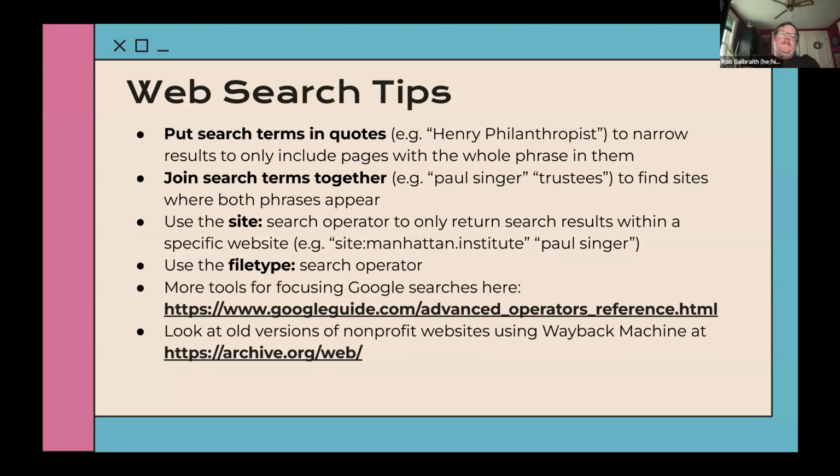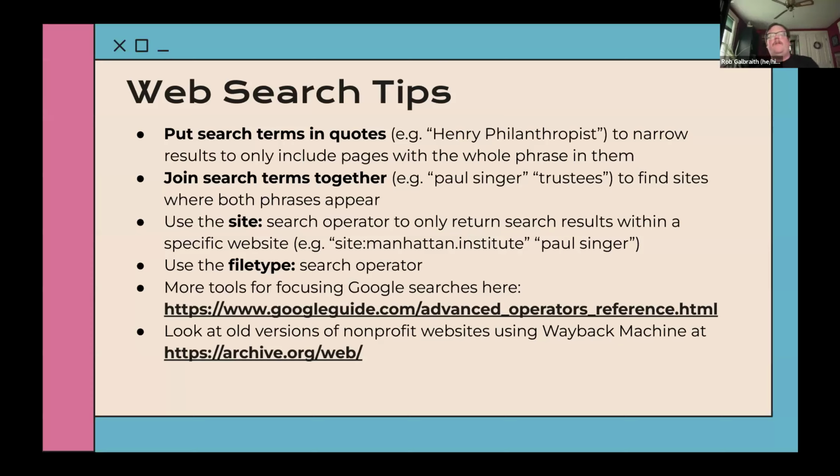Next, there are what are called search operators, which are basically phrases that you can insert when you're writing your search terms into the little box on Google or whatever you're using, to tell that search engine to only look in specific places or to only look for specific things. So one super helpful search operator that we use all the time at LittleSis is the site search operator. And you can use that in a few different ways.